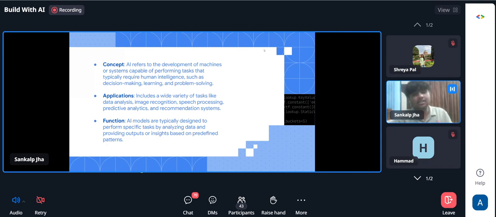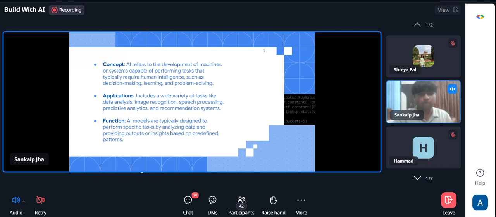Its application आजकल हमने देखा है data analysis, image recognition, we talk about Google Photos, speech processing, predictive analytics, and recommendation system. Because मुझे YouTube की recommendation system काफी अच्छी लगती है compared to Spotify. So I would say that now.